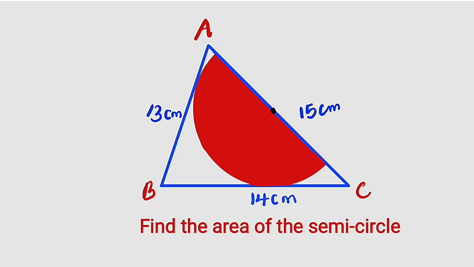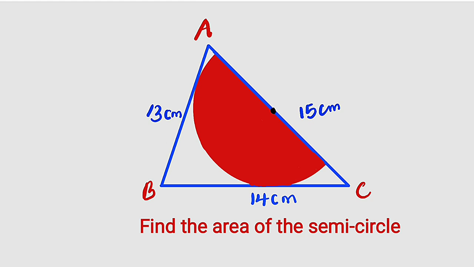Hello everyone. In this tutorial, we are going to find a solution to this interesting geometry problem. We are given a triangle and an inscribed semicircle, and we are asked to find the area of the semicircle marked red. Alright, let's get started.